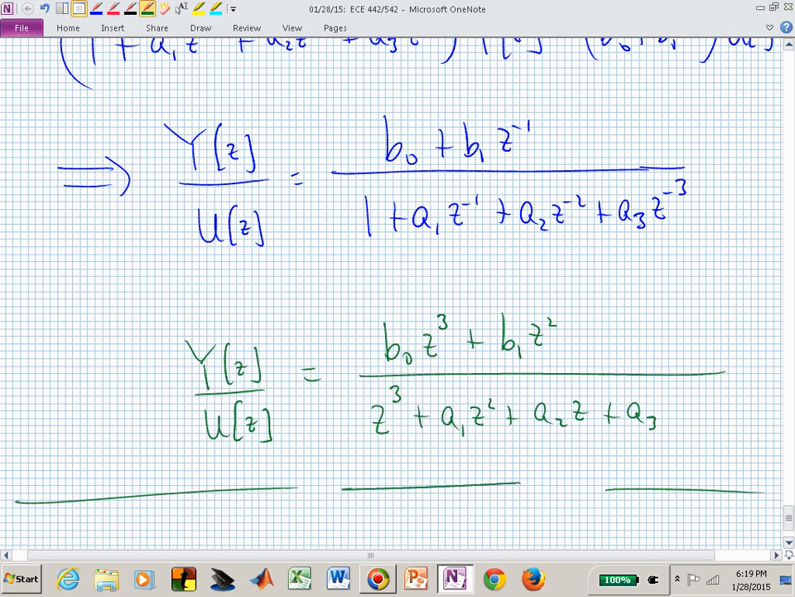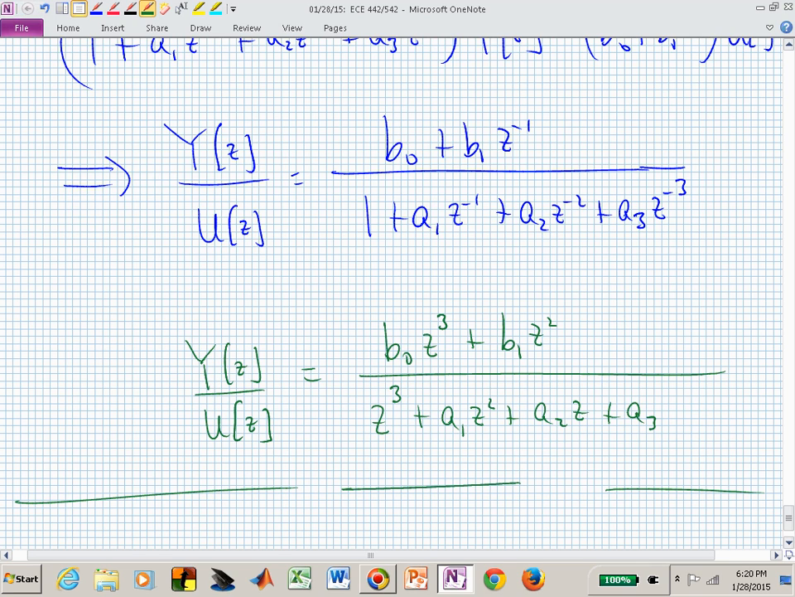You have a couple of them stuck at the origin, don't you? You could factor out a z squared from the numerator. You now have a z squared times the quantity b sub 0 z plus b1. You could find the other one in terms of b1 and b0. The bottom, you would have to be told what these a's are, but you have 3 poles in the denominator.